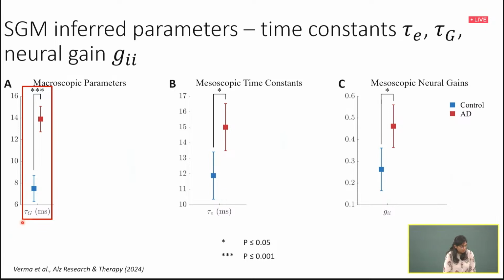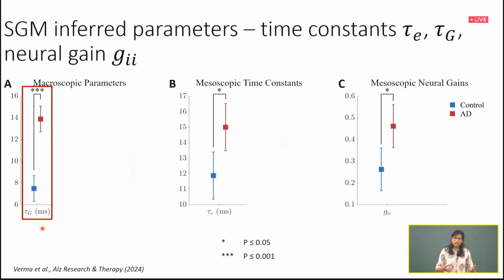The most stark difference is in this particular parameter tau g, which is much longer in Alzheimer's disease. I want to highlight this because its importance will show up later, but just remember, this one is quite different between the two populations. So this tells us there is most likely some impairment in the long range excitatory neuronal time scale. That's what tau g corresponds to, and that might be there in Alzheimer's disease.